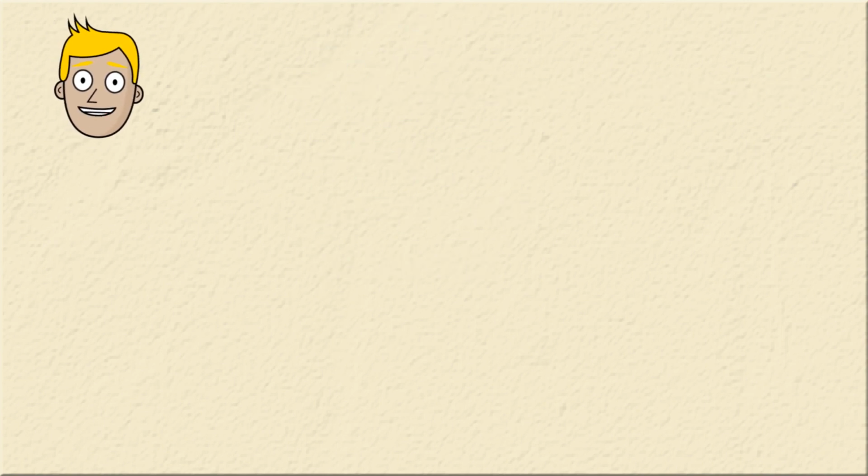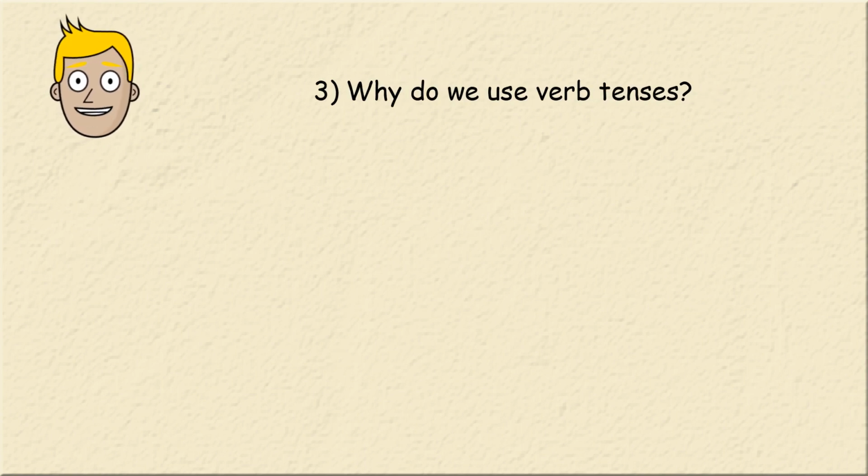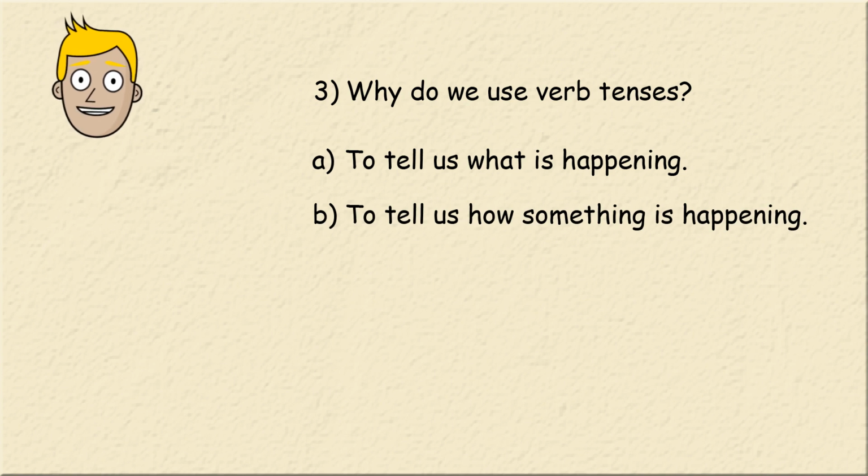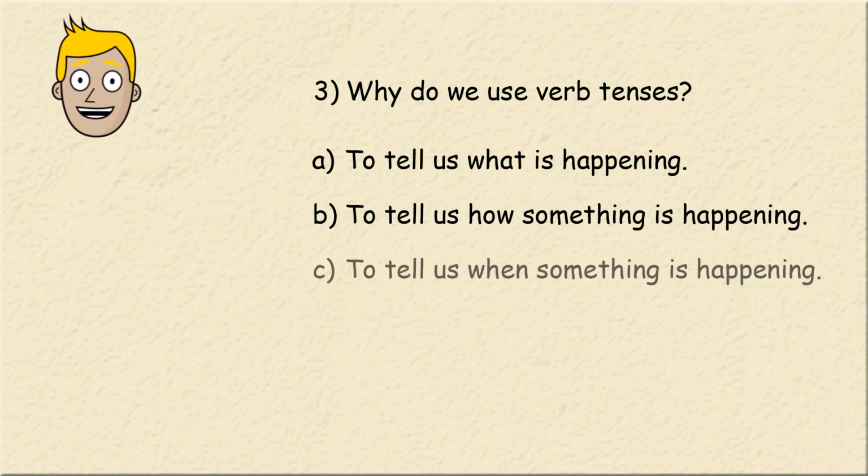Question number 3. Why do we use verb tenses? Is it A, to tell us what is happening, B, to tell us how something is happening, or C, to tell us when something is happening?